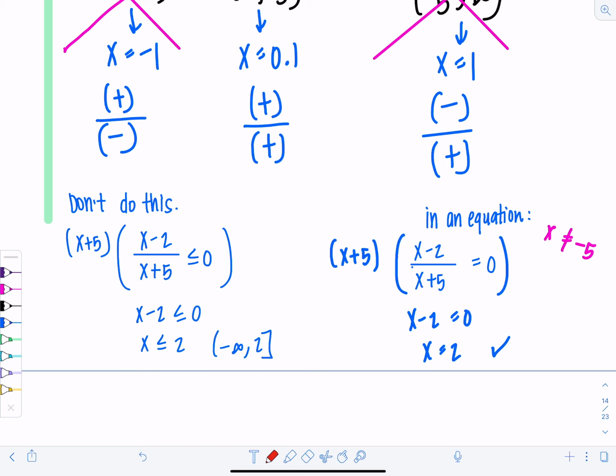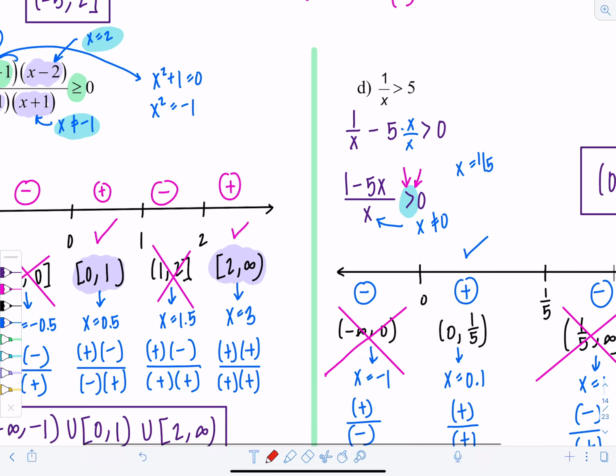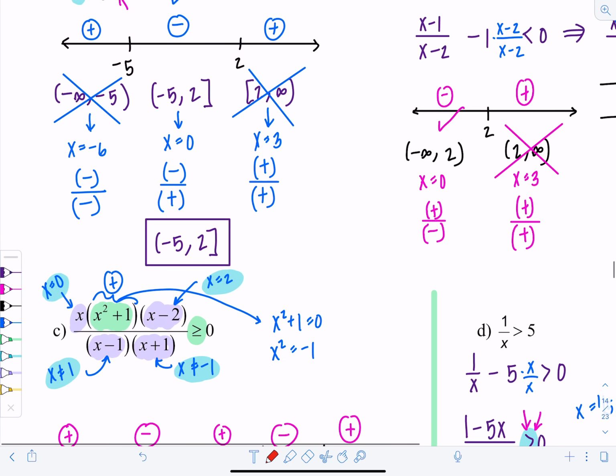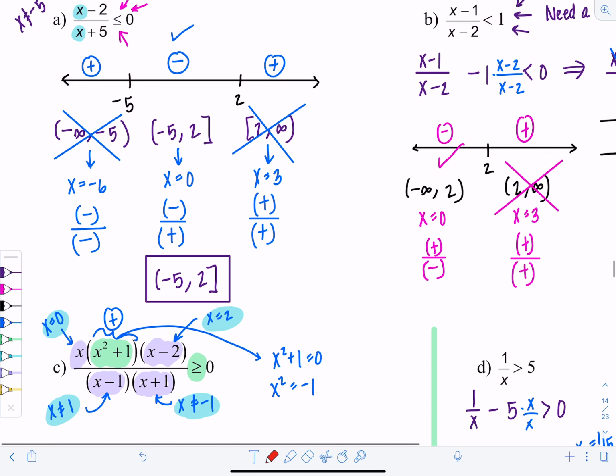Hold on, I have to exit out. I can't even look at this. It's bothering me that much. Oh my goodness. Don't do this. Look back at what our original answer was for that problem. It was only the interval from -5, not including -5, up until 2.